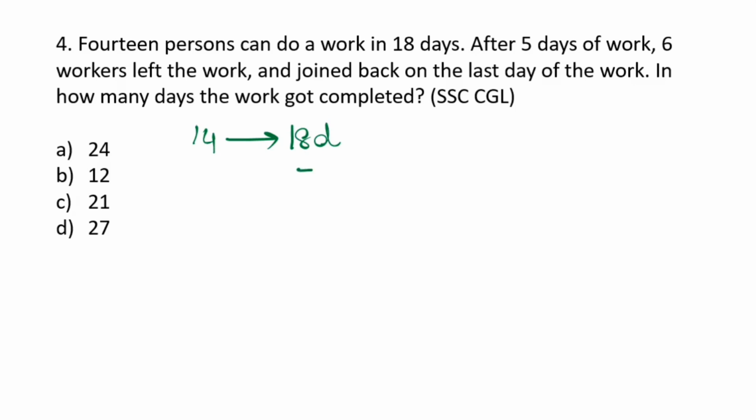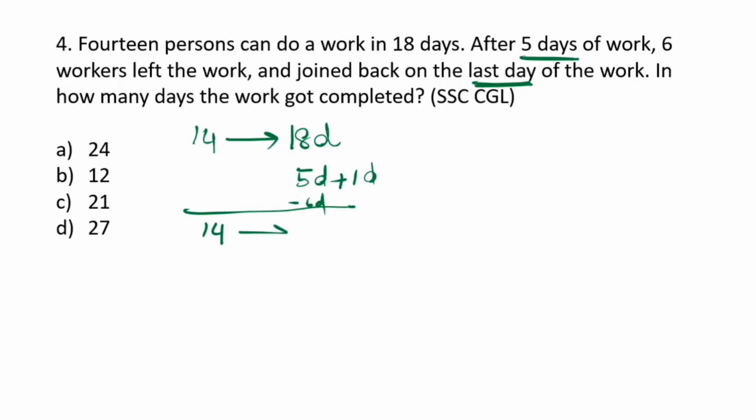But after 5 days of work, they left. 6 workers left and joined back on the last day of the work. That means 5 days plus 1 day. Why? Because the 14 persons are working for 6 days. The remaining days, only 14 minus 6, that is 8 members are working. Are you understanding? Here they are working 5 days and here they are working the last day, which means 1 day. 1 day plus 5 days is 6 days.